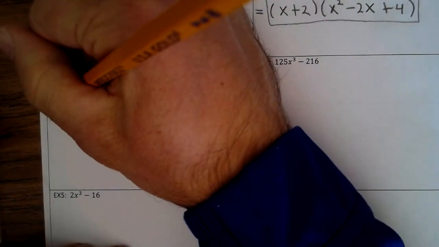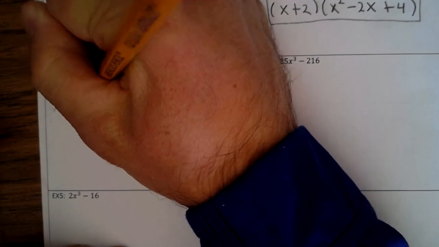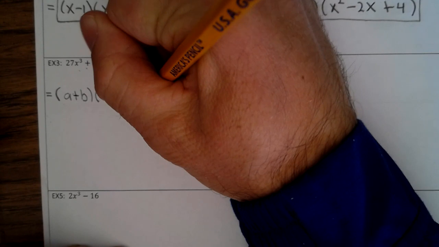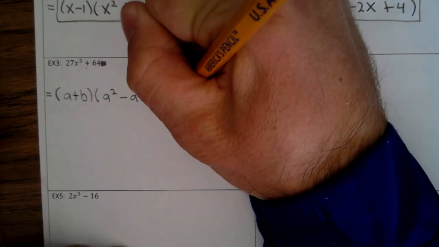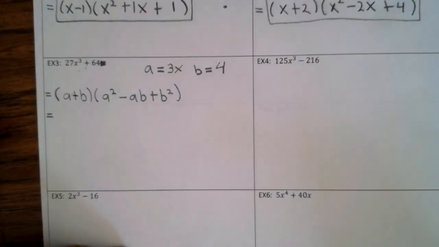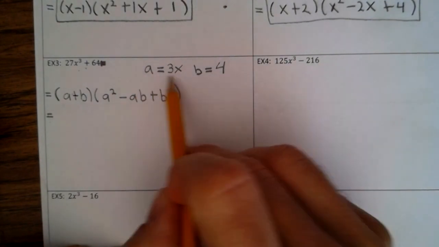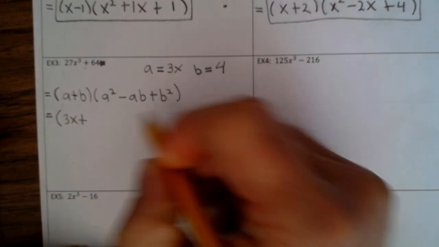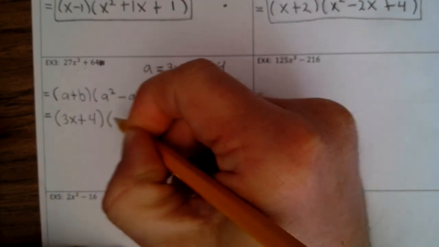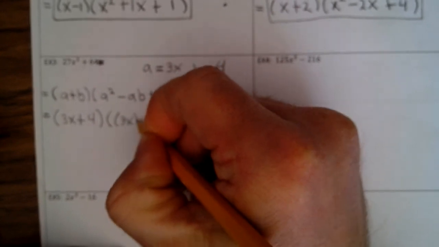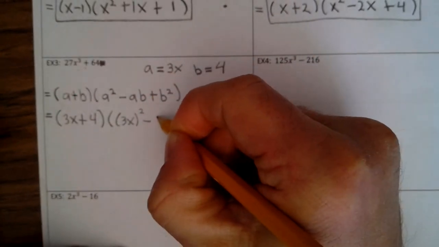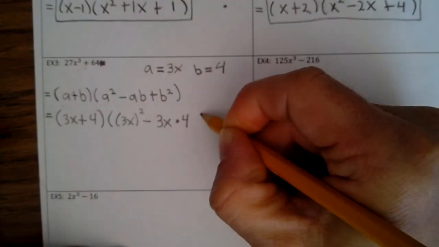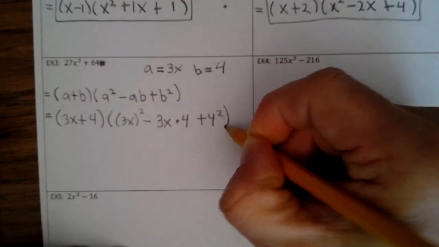a plus b, parentheses, a squared minus ab plus b squared. Okay? So then we substitute a and b. So then that's 3x plus 4. And then that's (3x) squared minus a, which is 3x, times b, which is 4, plus 4 squared.